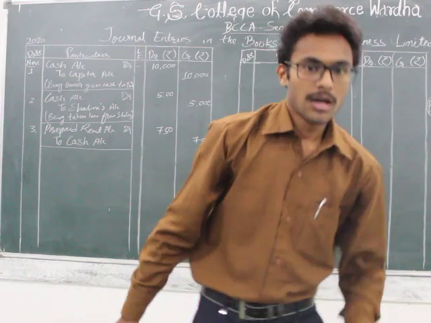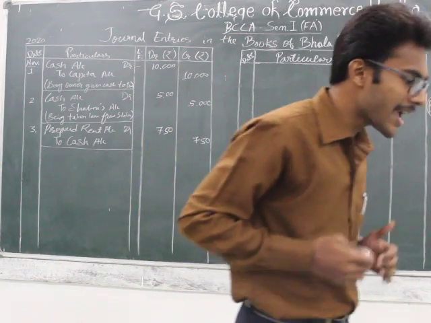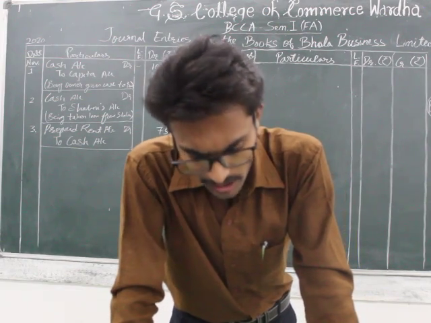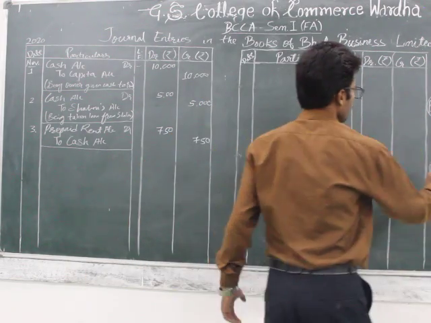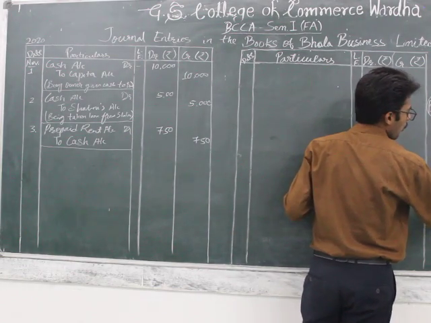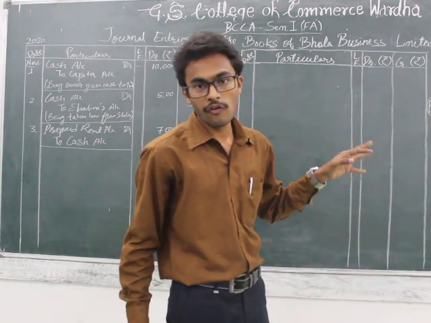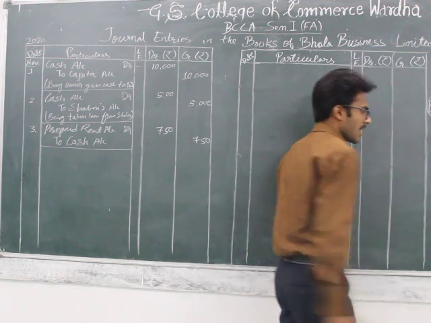Coming to the fourth entry. The fourth entry is saying received rent from subtenant. Subtenant means a person to whom we have given a space to use. So we have received rent here. Again we will apply logic here. Which rent? This rent is not paid but received. That's why it is rent received.